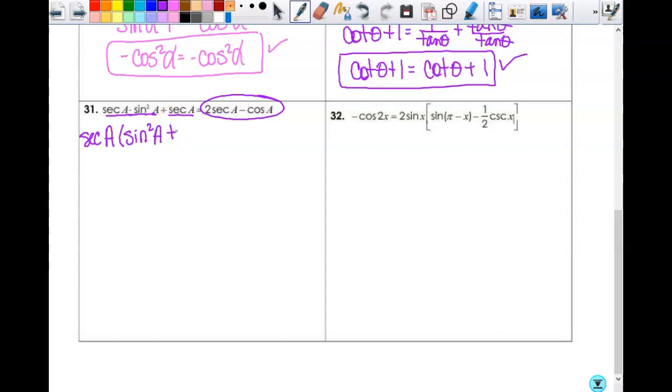plus 1 equals 2 secant A minus cosine A. All right, so I factored out my GCF. I've got sine squared plus 1, which doesn't work for one of my Pythagorean identities, right? Because it would have to be sine squared minus 1 or 1 minus sine squared, so that's actually not getting me anywhere. And this is going to happen to you.